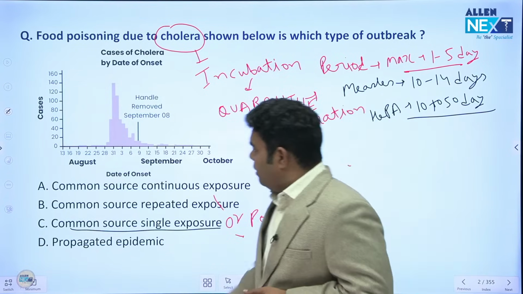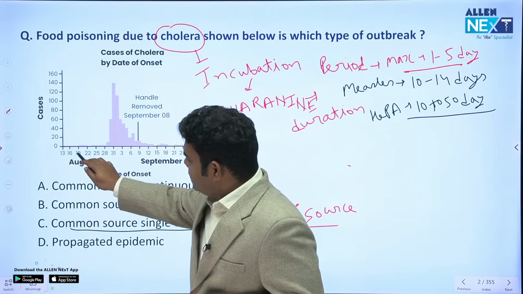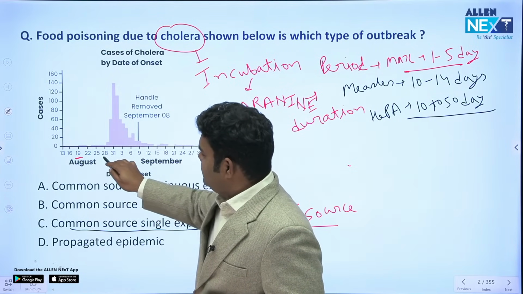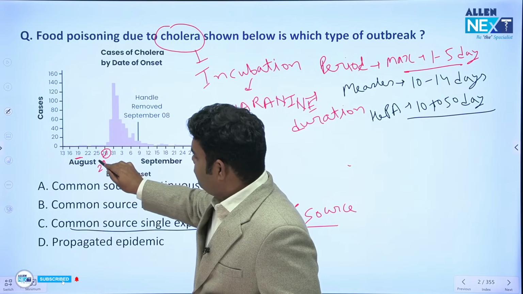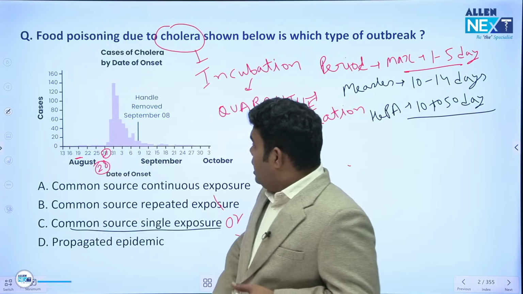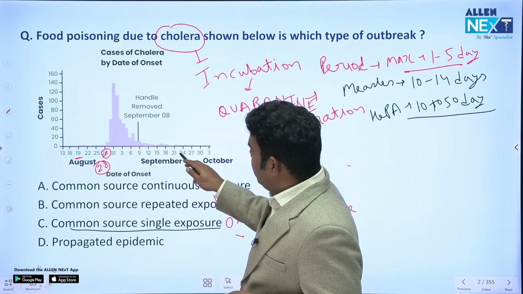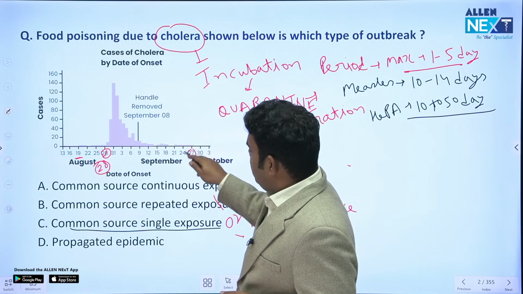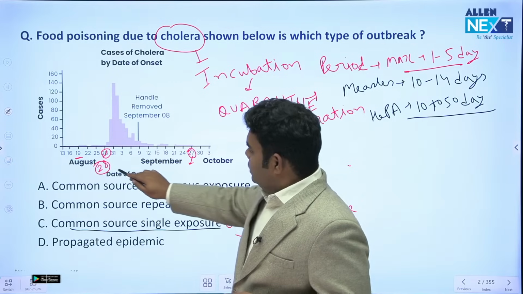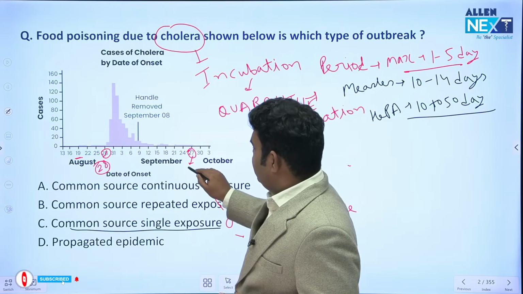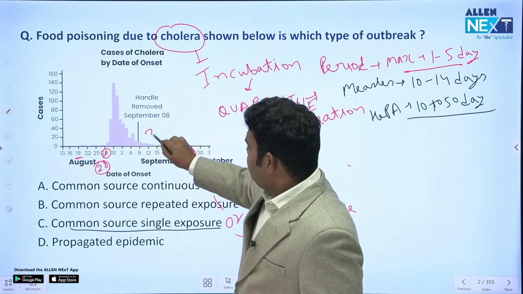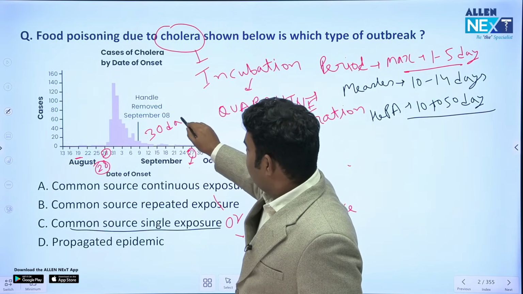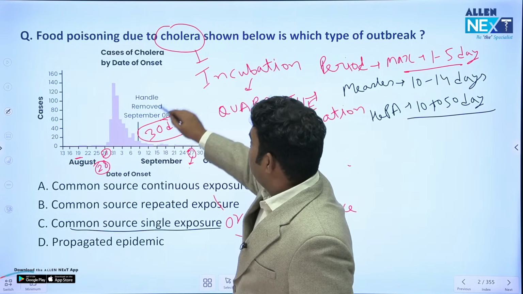Now let's look at the graph. Here cases are starting from 19th of August. Let's say at least from 28 you can see. So cases started from 28th August and then the cases keep on occurring till 27 of September. So that means 28 to 27 September is almost 30 days. So the time taken is 30 days. And they are talking about which disease? Cholera.